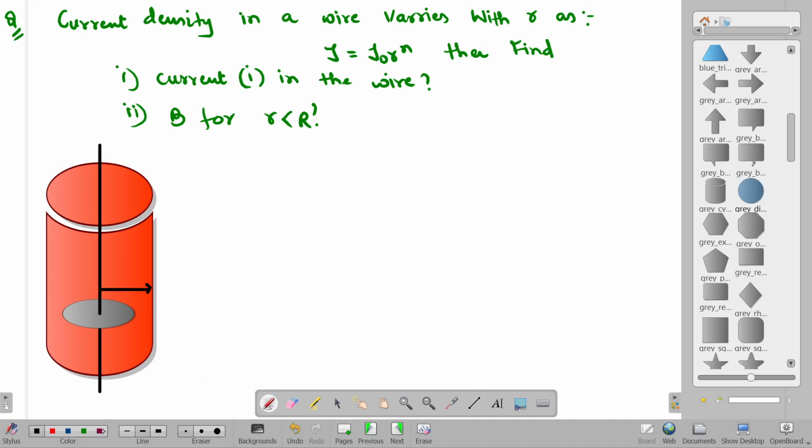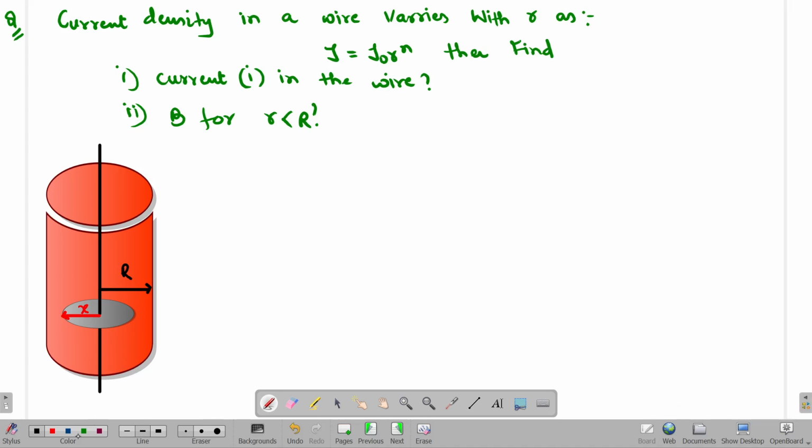Now look over here. Let's suppose the radius of this internal region, consider this to be x. How much is that? x. And this is capital R. Got it? So now look over here. If I want to find the current inside it, I know that current varies with respect to current density, isn't it? Are you able to get me?